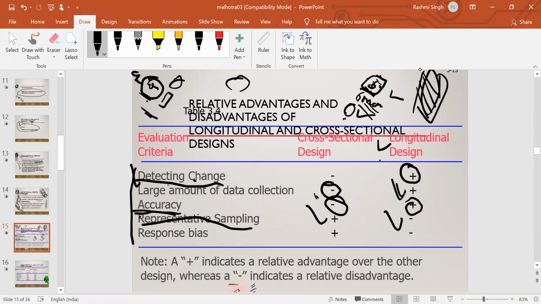and some compensatory in nature. So in that case, the respondents or the sample that you will get may be non-representative of the population. Then response bias also: again, the chances of response bias are higher in the case of longitudinal research design as compared to the cross-sectional research design. Is it clear?